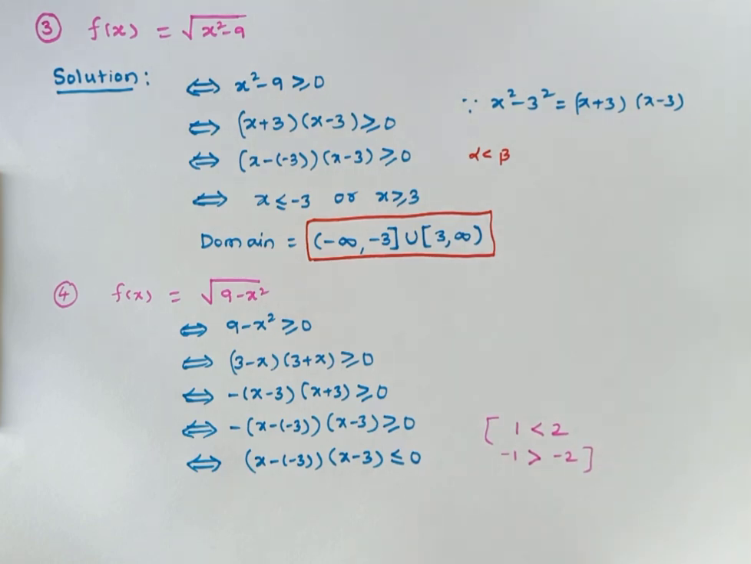Now you can write the solution. (x minus alpha)(x minus beta) is less than or equal to 0. This is regarding note number 2, so we can directly express the domain. When (x minus alpha)(x minus beta) is less than or equal to 0, then the solution is the closed interval alpha comma beta. So here it is the closed interval -3 comma +3. This is the domain for this.